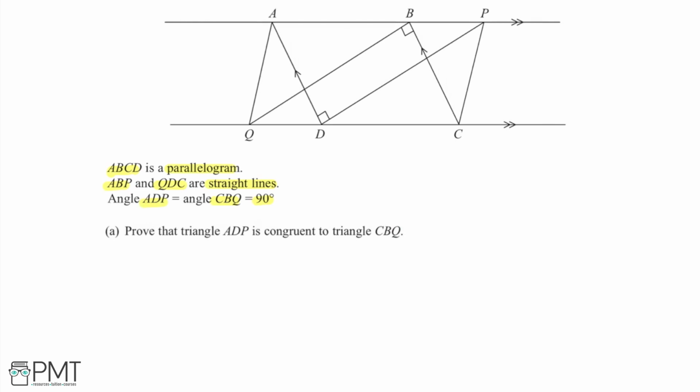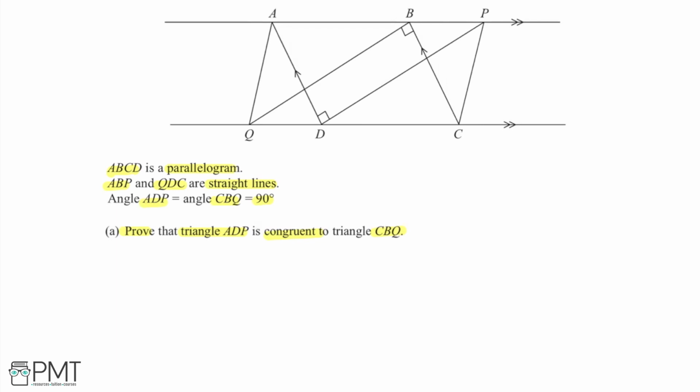We also have the two right angles that are already drawn out here, which are 90 degrees. And we are asked to prove that the triangle ADP is congruent to the triangle CBQ. So ADP is congruent to the triangle CBQ.